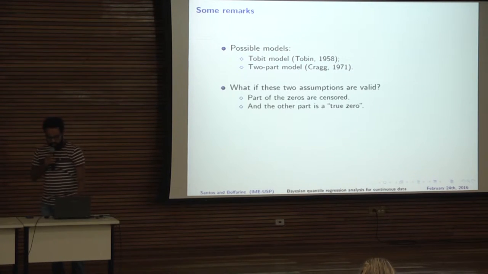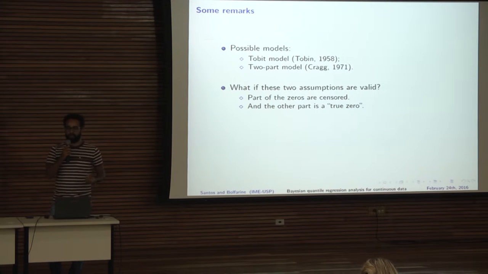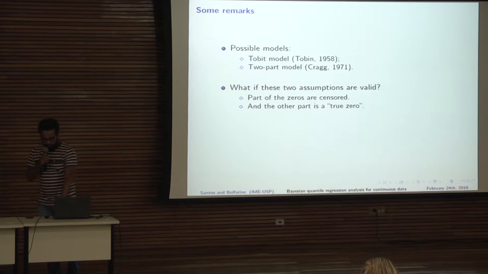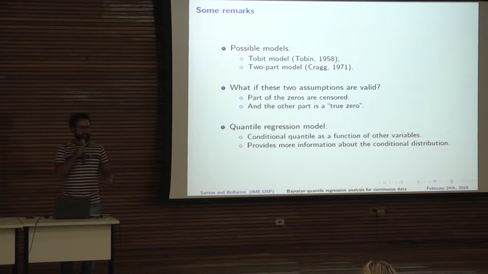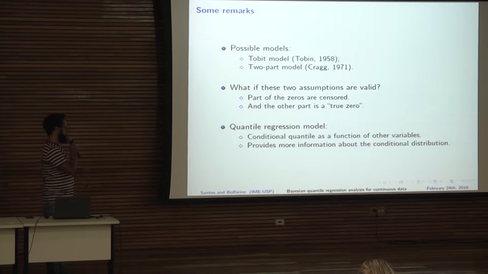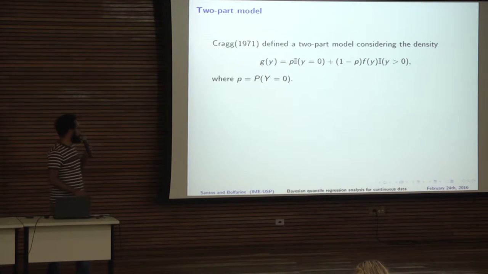And today, what we propose here is: what if those two assumptions are actually valid? So what if we can consider part of the zeros censored and part of the zeros true zeros? So that's what we're going to do. And instead of just looking for the conditional mean, we are interested in looking at quantile regression. So we are interested in studying the conditional quantiles because we believe that we are able to get more information about the conditional distribution. So just a quick review about this two-part model.